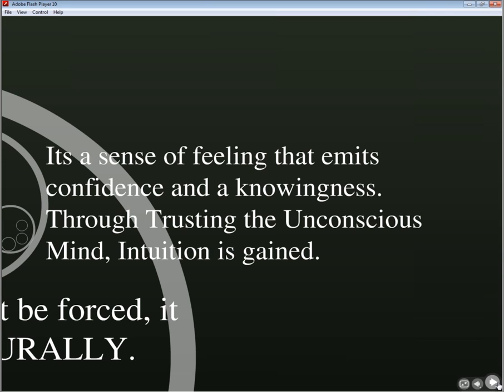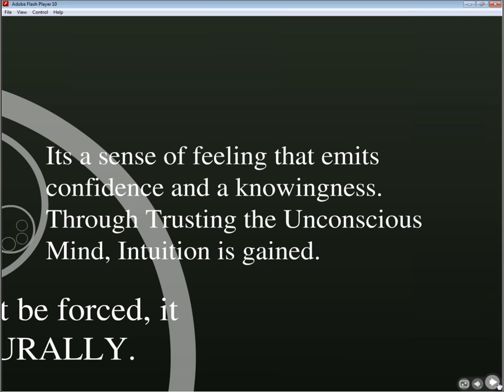Some people say it's a gut feeling, right? It's a sense of feeling that emits confidence. If you're not quite sure what it feels like, intuition is something that you can't quite put your finger on, but something that you feel within. It's usually a sense of feeling that emits confidence and a knowingness through trusting the unconscious mind. If you trust the unconscious mind, this intuition is gained.